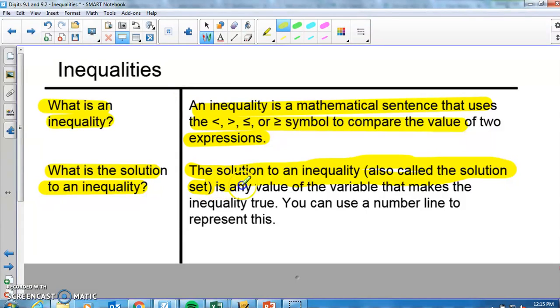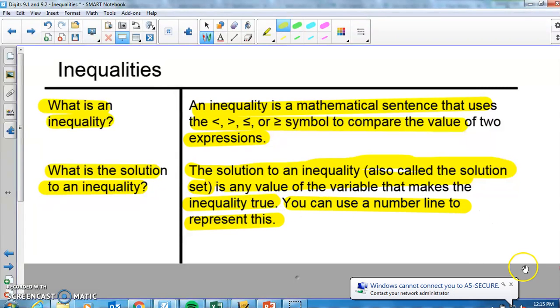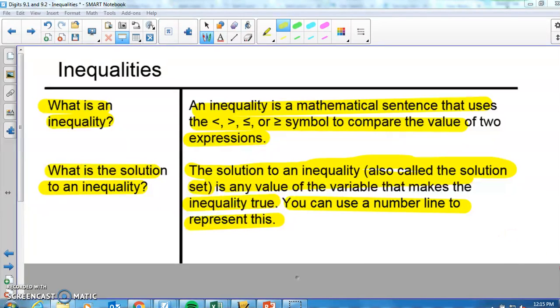A solution set is any value of the variable that makes the inequality true. And the way we're going to represent this is with the use of a number line, and we're going to call that, in this case, possibly a graph.